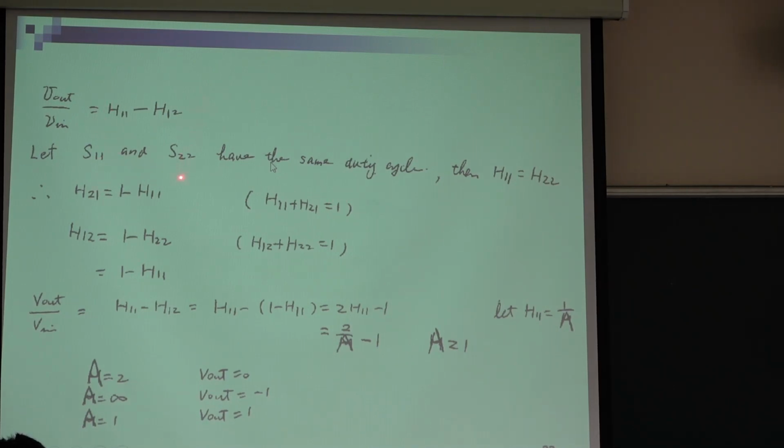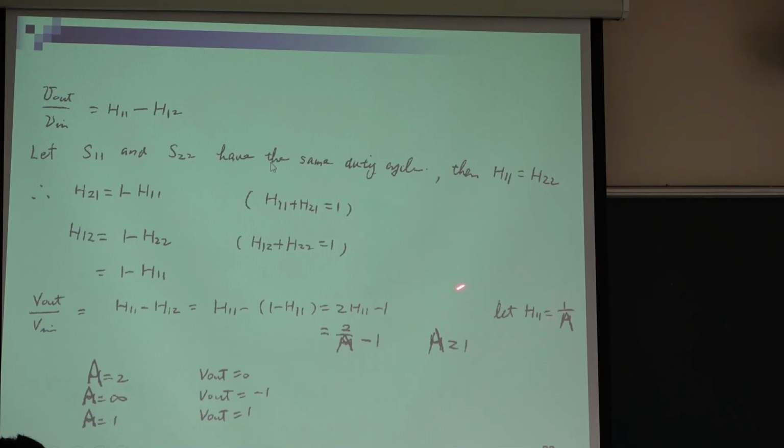So S11 and S22 have duty cycle. If we set H11 equal to H22, half, then H21 is 1 minus H11, and H12 is 1 minus H22. So we can see Vout is H11 minus H12, but H12 plus H11 is equal to 1. So H12 is 1 minus H11, right? So we can use this one. So it is equal to 2H11 minus 1.